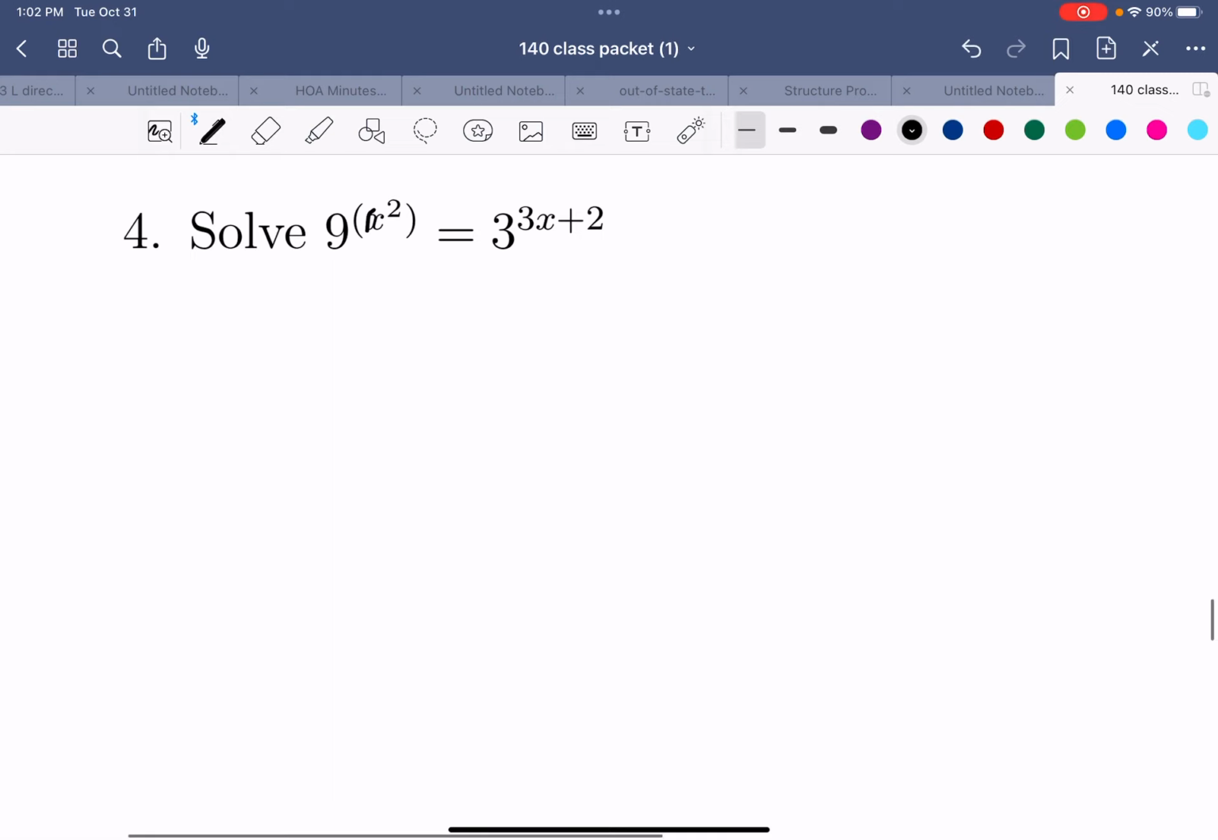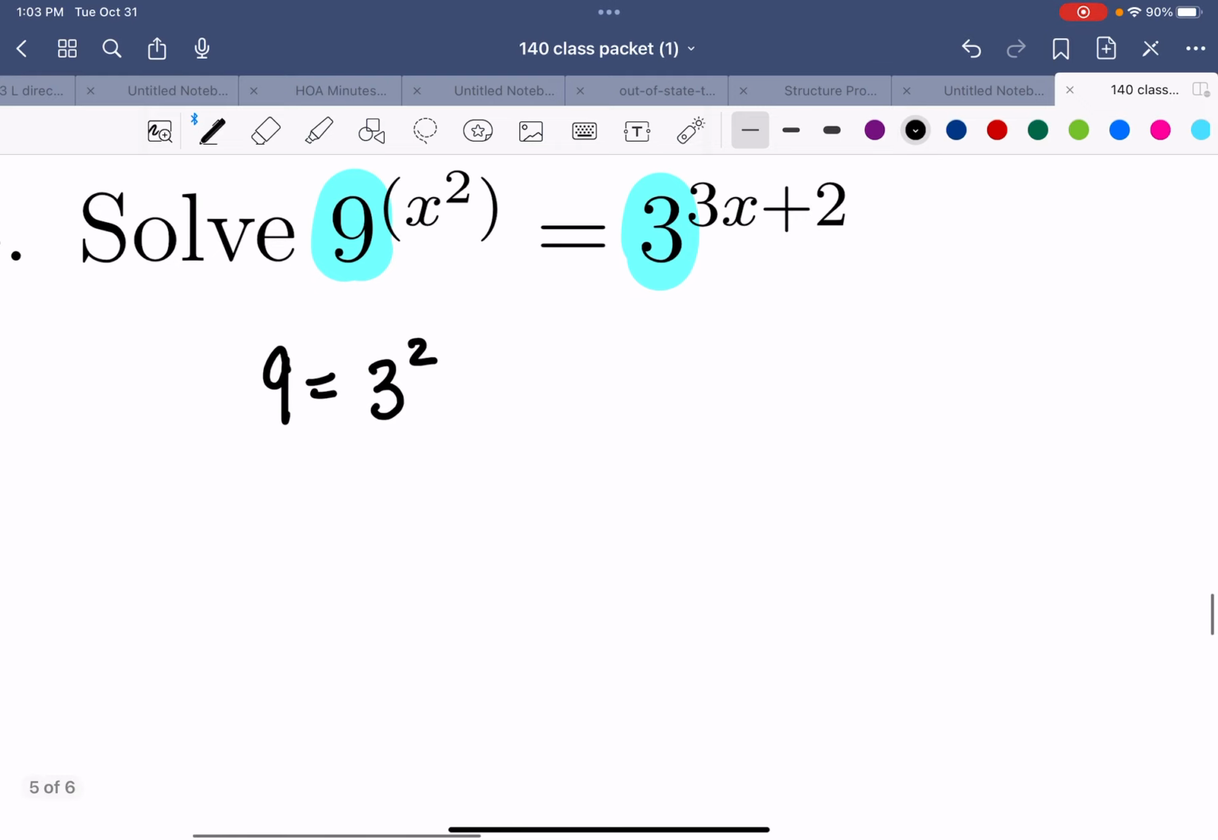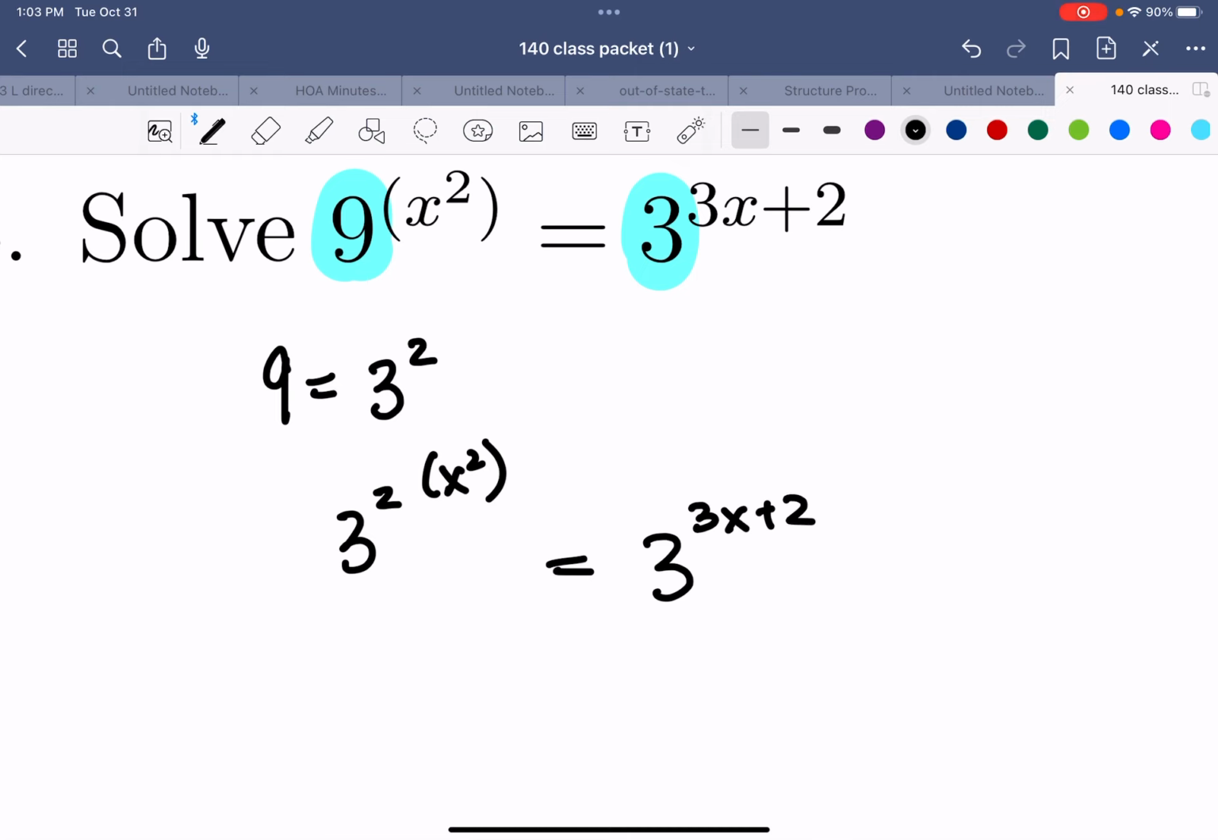So if you have two expressions that are equal, and they have the same base, then their exponents have to be equal, okay? Now this one, we don't quite have that, so we're gonna have to adjust it a little. But if I look at 9 and I look at 3, the two bases, can I write 9 in terms of a 3? Well, sure, I can, because 9 is 3 squared. So I can replace my 9 with a 3 squared. So that would be the same as 3 squared to the x squared. And we still have the 3 to the 3x plus 2 over here on the right.